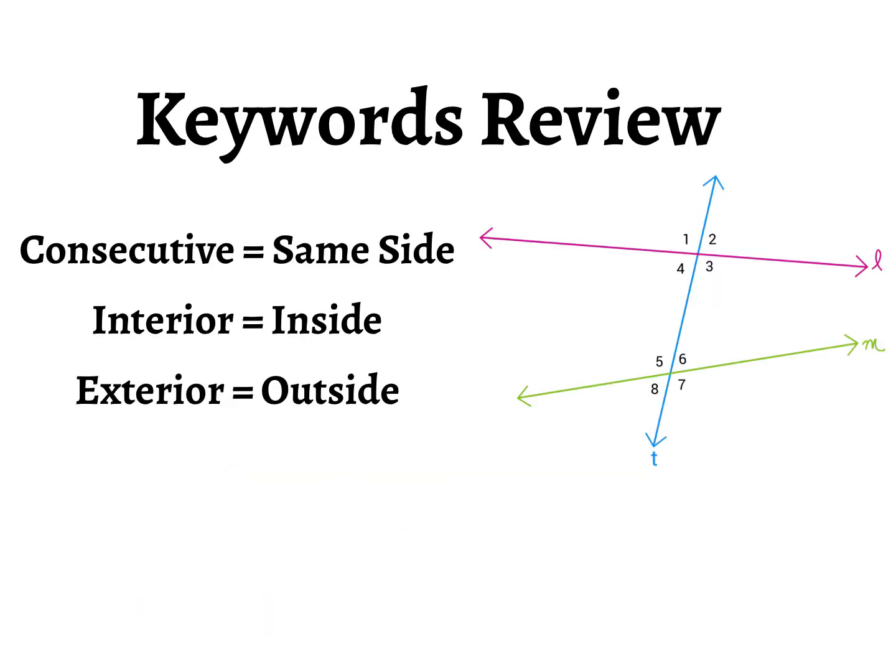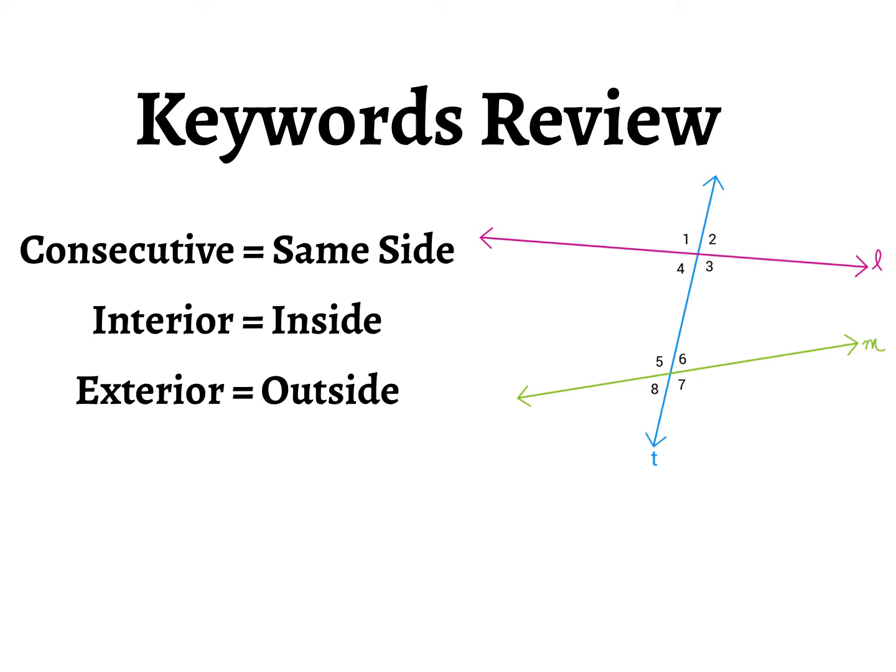Okay, so these are the keywords that we're talking about. Consecutive means same side of the transversal, so same side of the blue line. Interior means inside the two lines, and exterior means outside the two lines. The only one that I did not mention here is alternate, which means opposite sides. If you can identify what these words mean, then you can identify what the keyword is for any relationship.